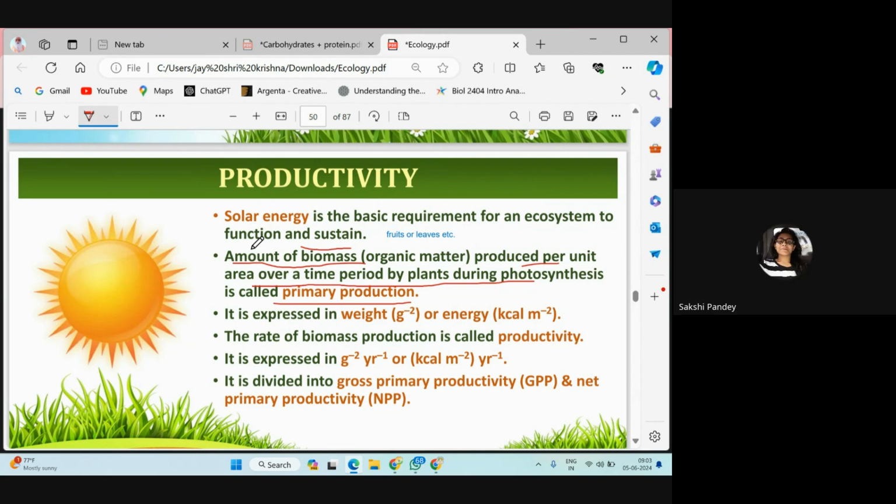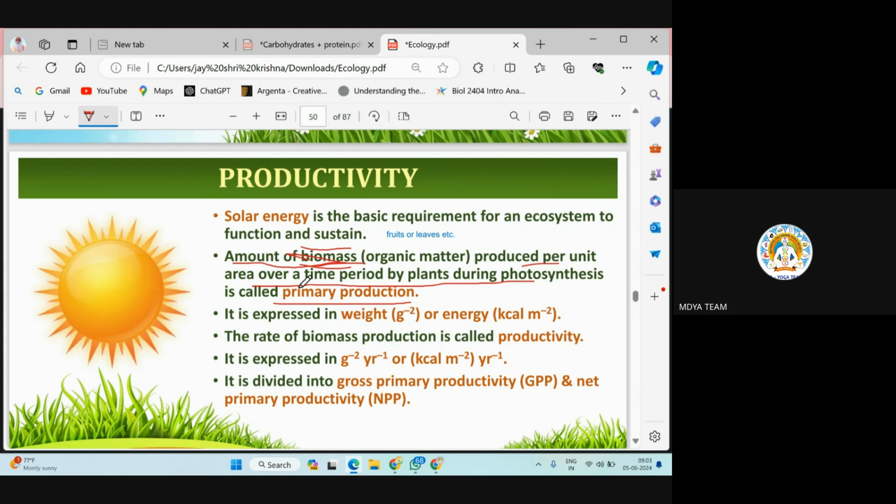Okay, so they store that food in the form of fruits, in the leaf form, in the stem form. These are all the plant's means of saving that energy, saving that food. So during photosynthesis, plants are producing food and storing that food in the form of biomass. Now, is it clear?